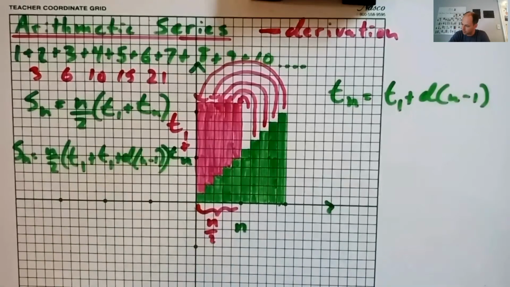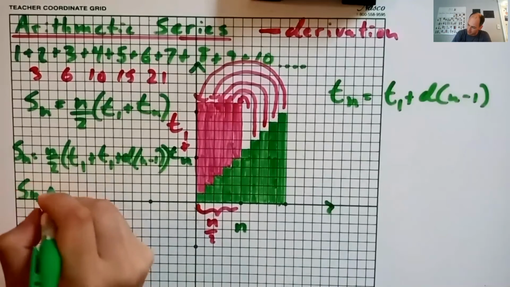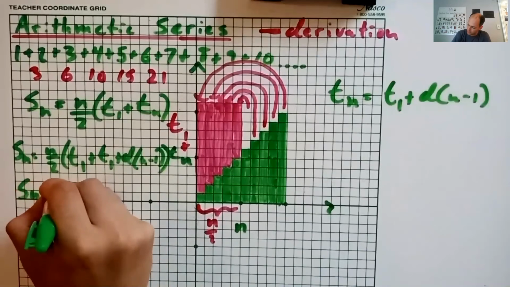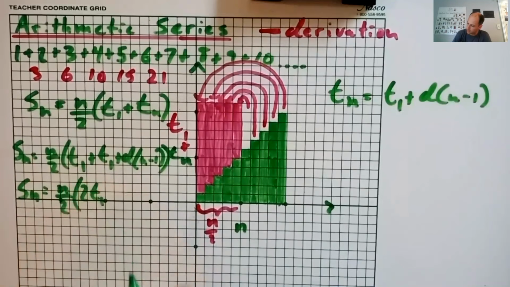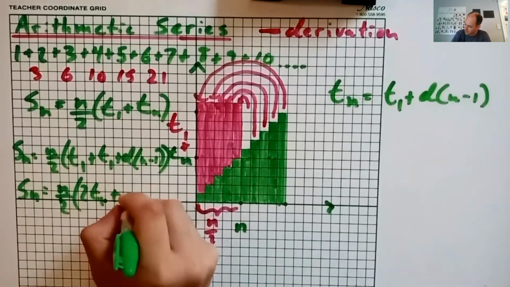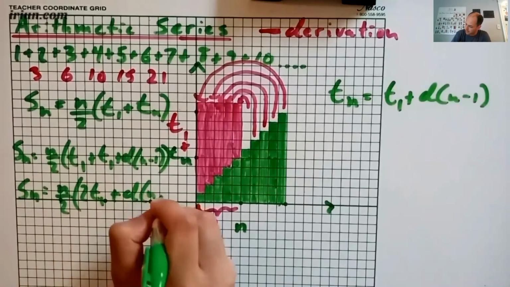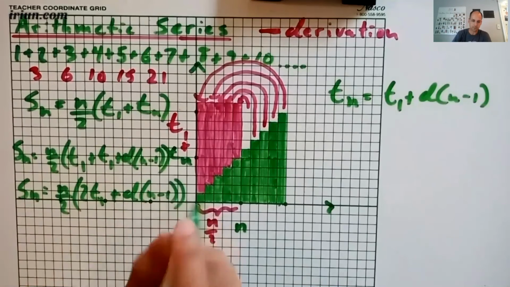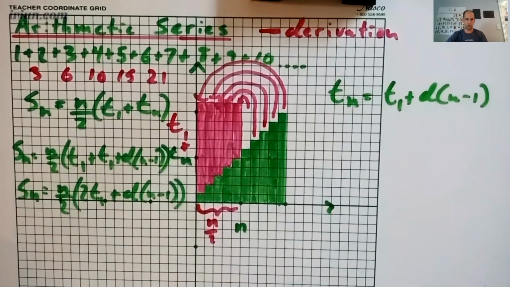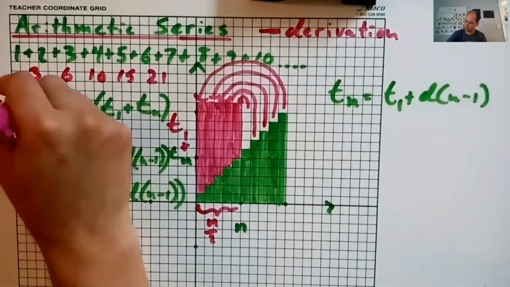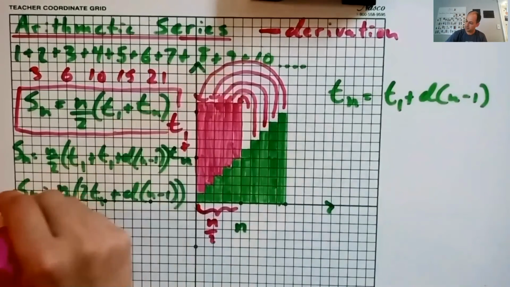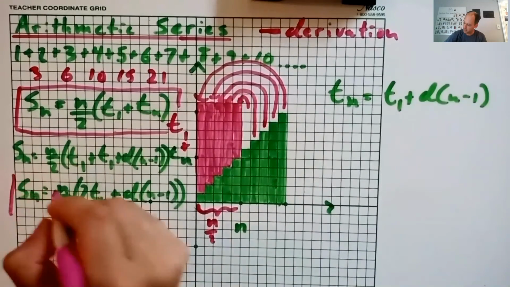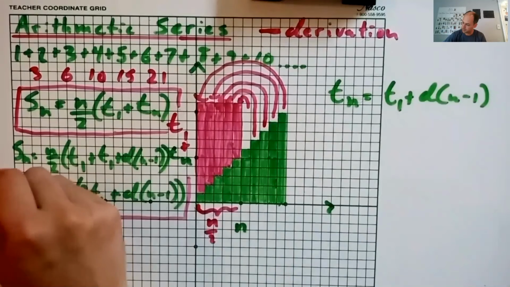If we add up those two t1s, we'll get the sum of n terms equal to n over 2 times 2t1 plus d times n minus 1. And those two equations are two different forms of the equation for arithmetic series.